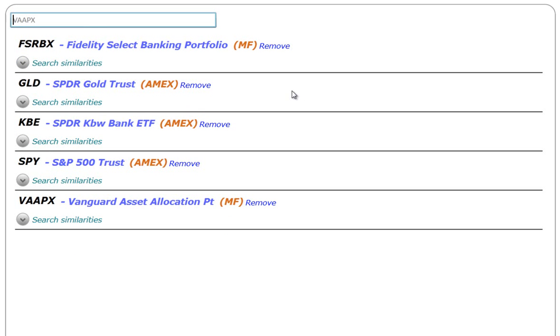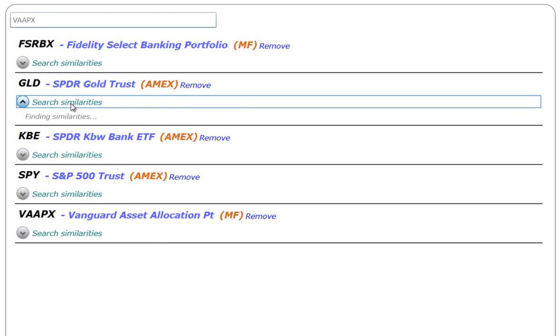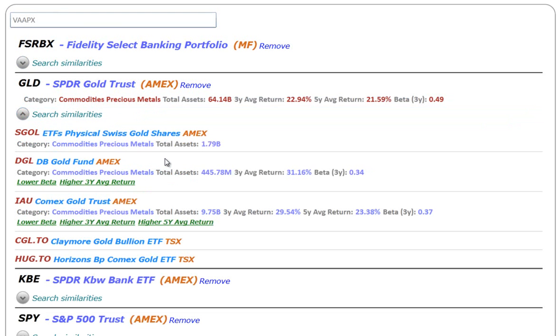What's unique here is the link, search similarities, that you can see next to each financial instrument that you added to your portfolio. Once you click on the link, you will get immediately a list of similarly behaving other financial instruments. They could be ETFs, or they could be mutual funds or stocks, or they could be ETFs that are not necessarily American. These two, for example, are traded at the Toronto Stock Exchange.